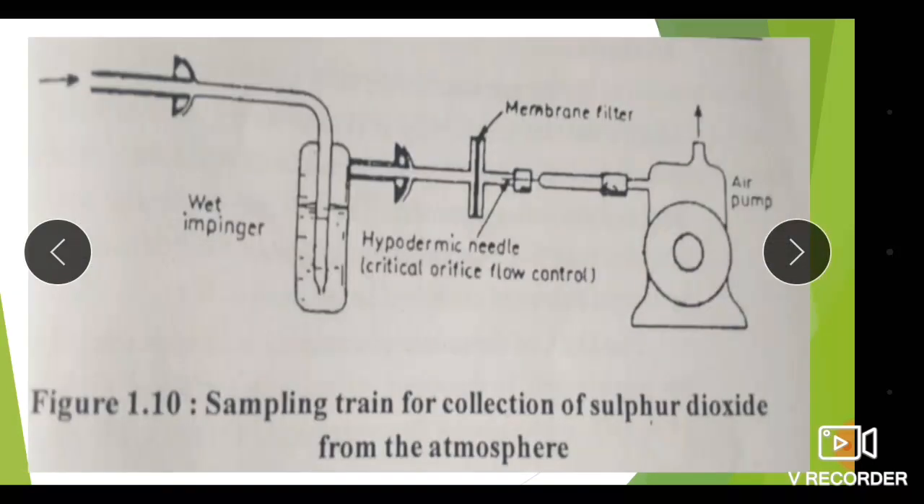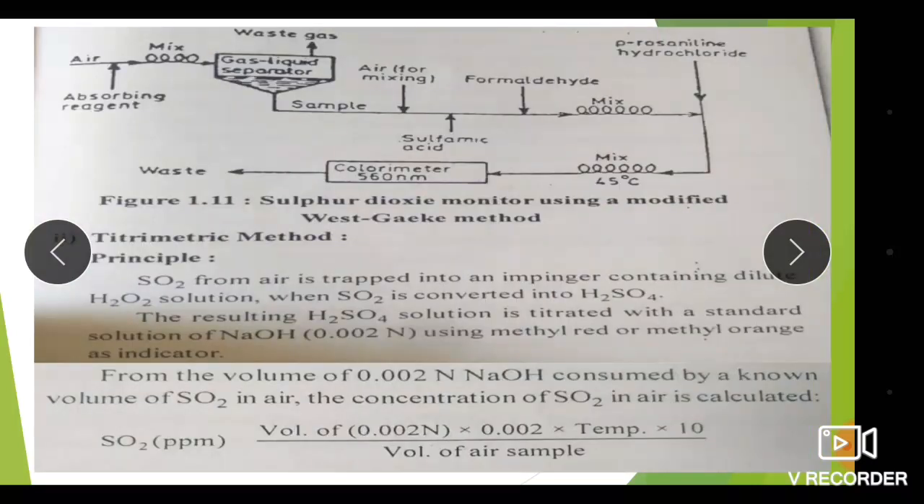See, this is the train used for the sampling of sulfur dioxide. This is how the sample is taken, with the impinger, and the air is passed to this, the hypodermic needle and the filter here, and the air pump for taking the sample. This is the overall instrumentation for the determination, or estimation, of sulfur dioxide by means of the West-Gaeke method.